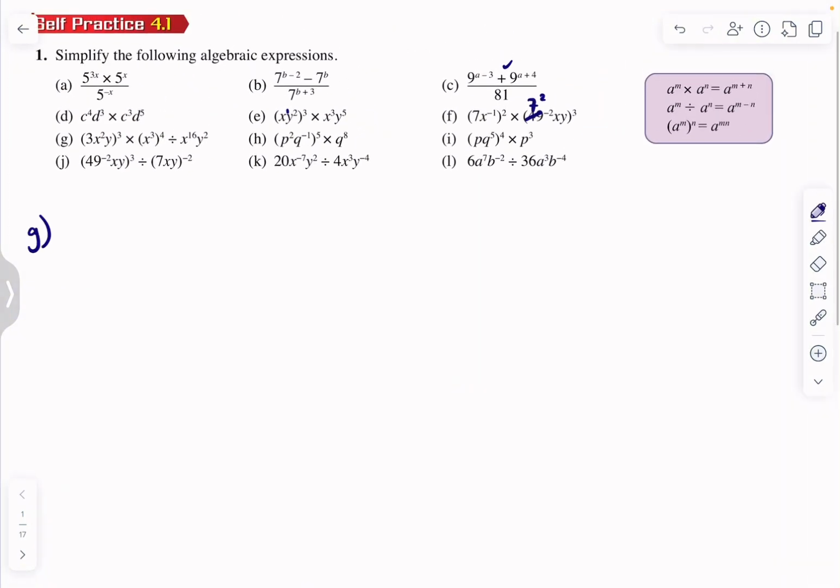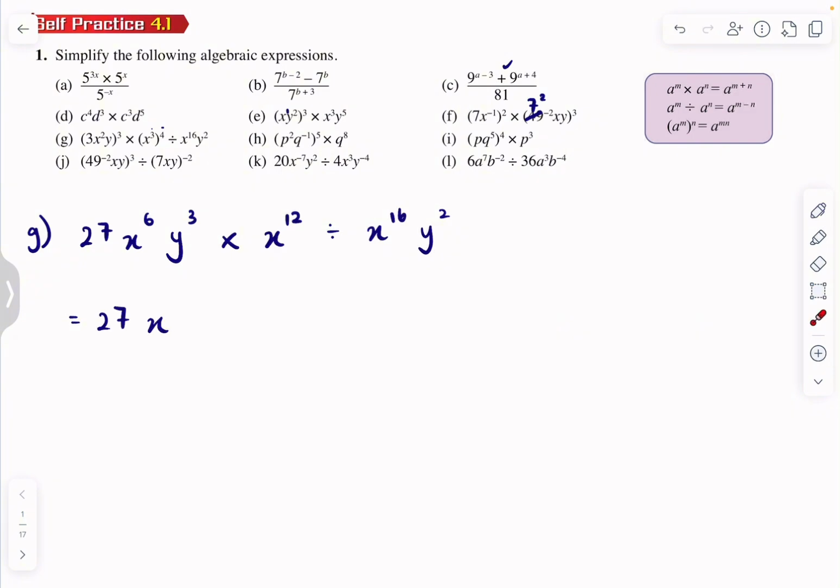G. So here we have all these we have to cube. So 3 cubed is 27. X, 2 times 3 will be 6, y cubed, times x, 3 times 4 is 12, divide x to the 16, y to the 2. Right. So let's just solve the numbers first. 27 times 1 divide 1. So it's just 27 now.